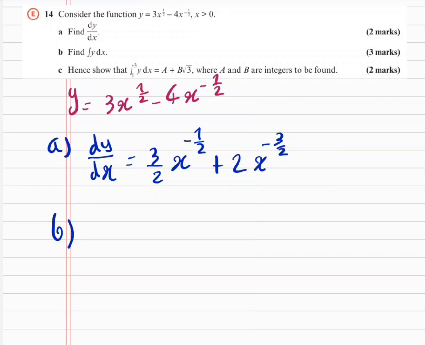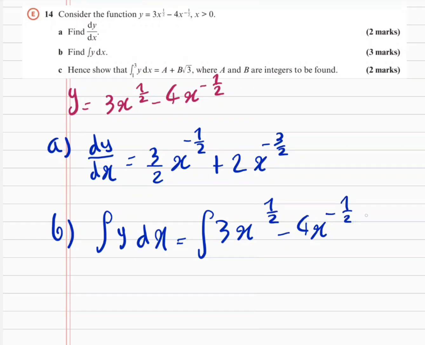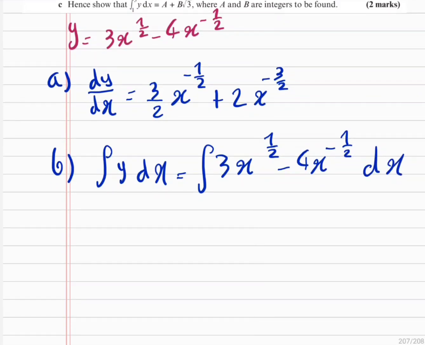So for part B, we want to integrate y. So we want to integrate y with respect to x. So y is 3x to the power of a half minus 4x to the power of minus a half, and then dx. Okay, so integration is the reverse operation, it's like the opposite of differentiation, because now we add 1 to the power and then divide the coefficient by the new power.